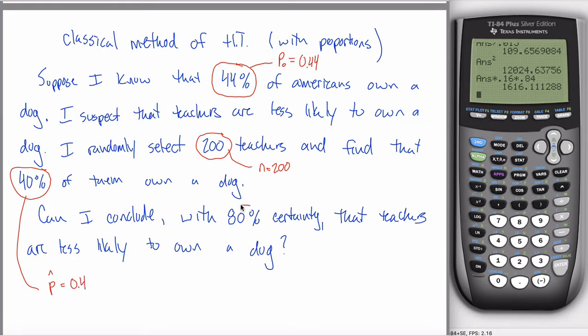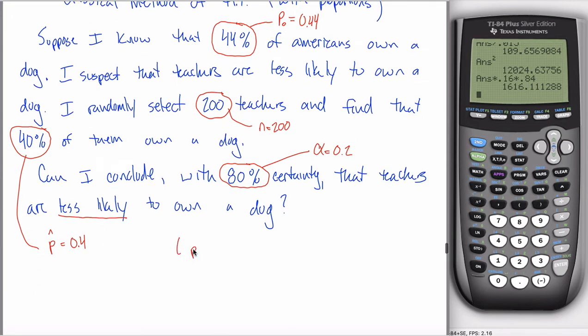Can I conclude with 80% certainty? If I have 80% certainty, that tells me that alpha is 20%. Not a bad idea to make note of that. That teachers are less likely. If you're going to underline one phrase in here, less likely is a good one to underline. This is your claim, your alternative hypothesis, and it tells you that you have a left-tailed test. You don't have to write this, but p is the population proportion of all teachers. So not of all Americans, but of all teachers that own a dog.